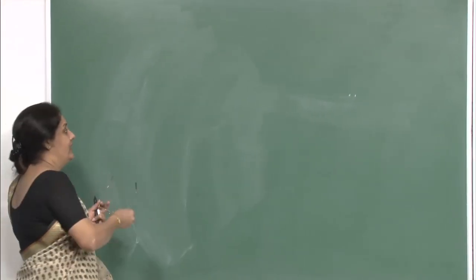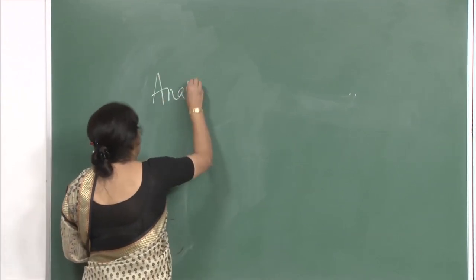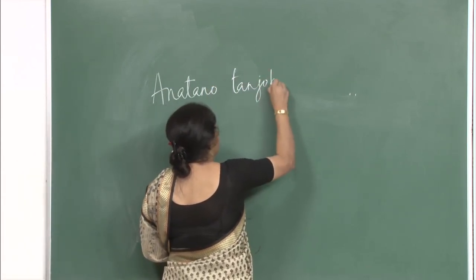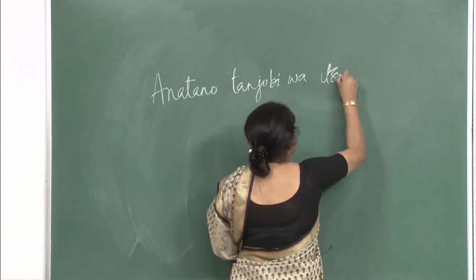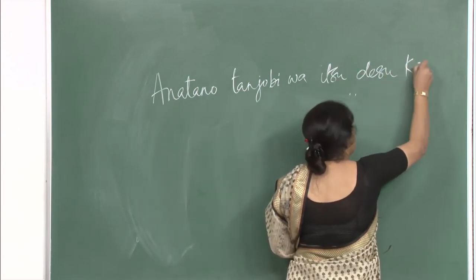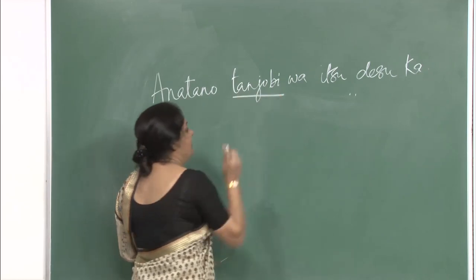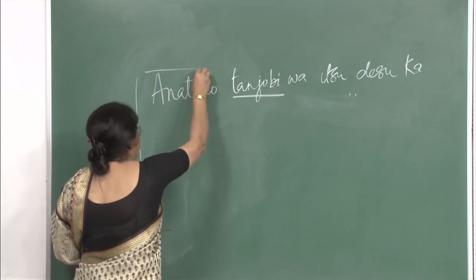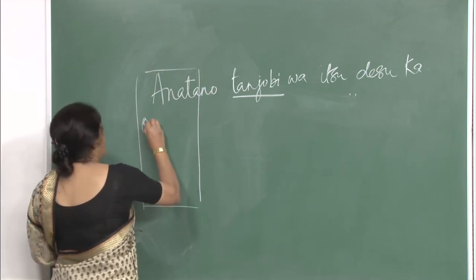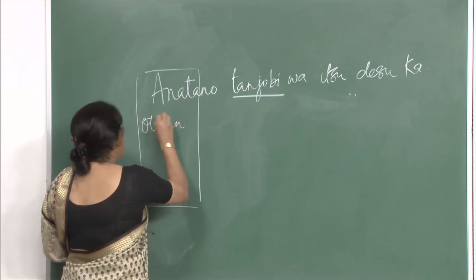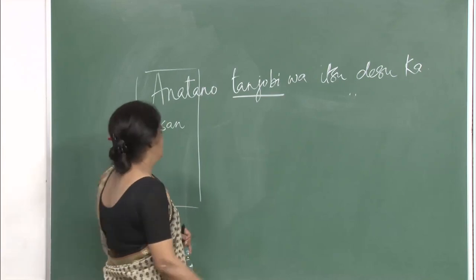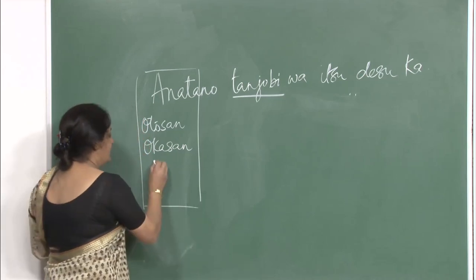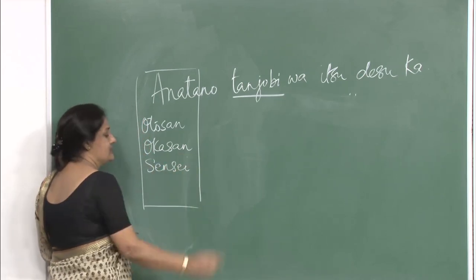So, we have anata no tanjoubi wa itsu desu ka? Anata no tanjoubi wa itsu desu ka? So, you can have over here, otousan. Otousan no tanjoubi wa itsu desu ka? Okaasan no tanjoubi wa itsu desu ka? Sensei no tanjoubi wa itsu desu ka?